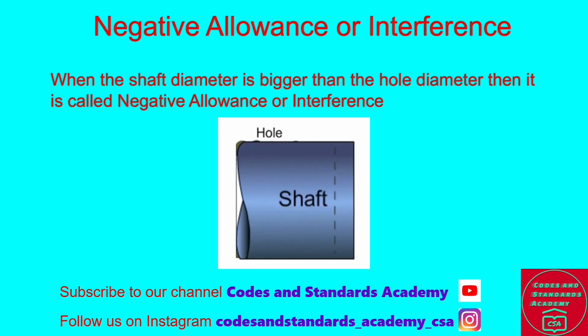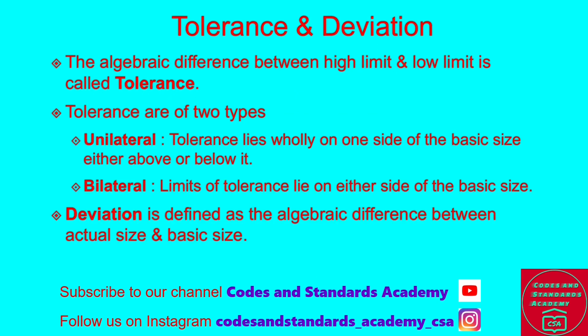Interference or negative allowance. When the shaft diameter is bigger than the hole diameter, then it is called negative allowance or interference. Tolerance and deviation. The algebraic difference between a high limit and the lower limit is called tolerance. Tolerances are of two types. One is unilateral. Here the tolerance lies only on one side of the basic size. If it is a bilateral, the limits of the tolerance lie on either side. That is, in other words, we can say it's a plus or minus on both the sides.